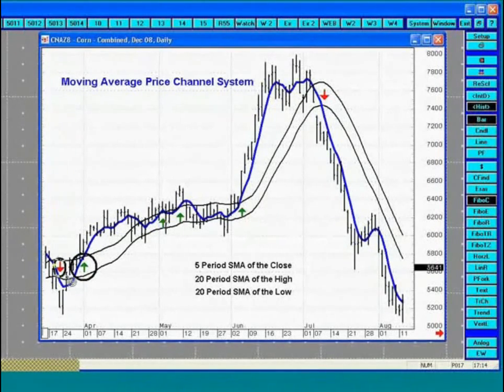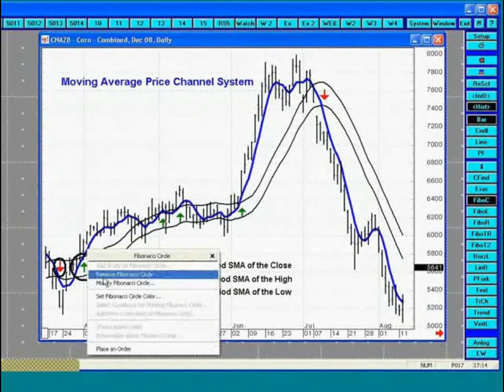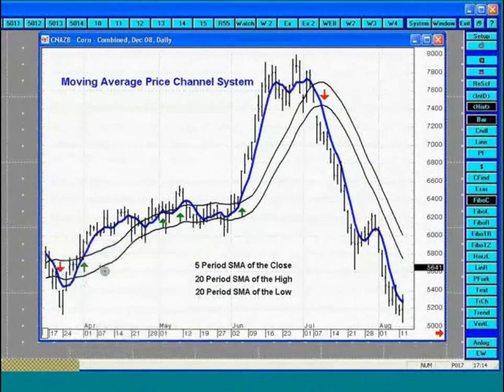and right here, those are, for lack of a better term, my buy and sell signals with regard to this system. The way they occur is whenever the 5-period simple moving average of the close, or the blue line, crosses above the upper boundary line of our price channel, that's considered a buy. Whenever the blue line crosses below the lower line, or the 20-period simple moving average of the low, that's considered a sell.